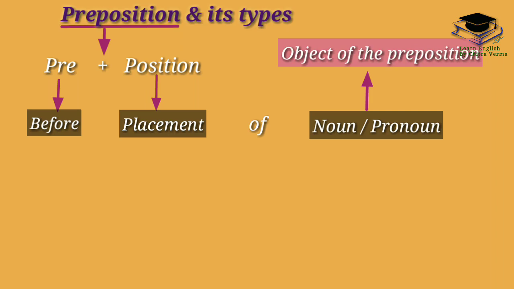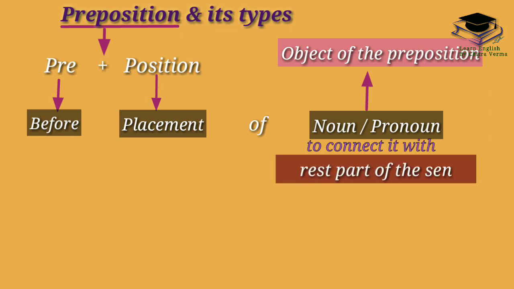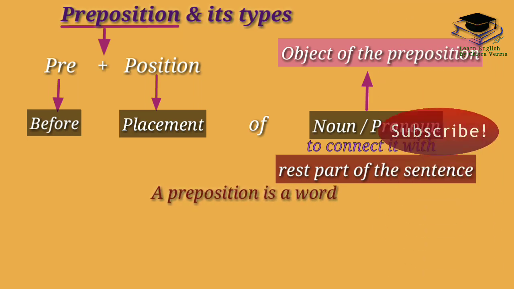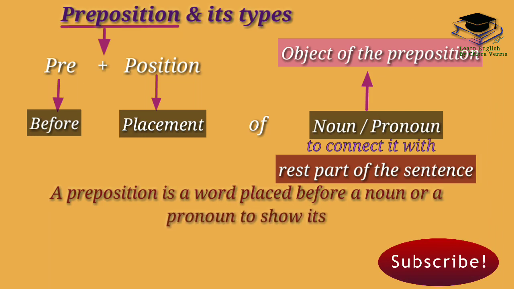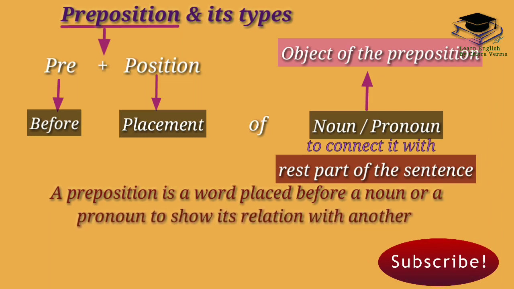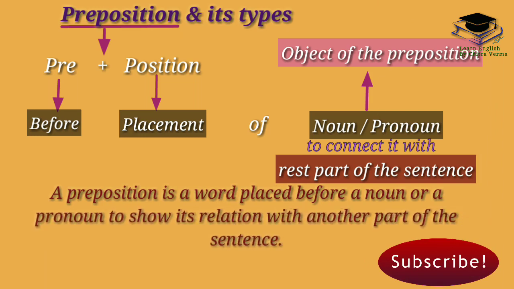Now the question is, why do we use it before a noun or a pronoun? We use it before a noun or a pronoun to connect this noun or pronoun to the rest of the sentence. So the definition is, a preposition is a word placed before a noun or a pronoun to show its relation with another part of the sentence.